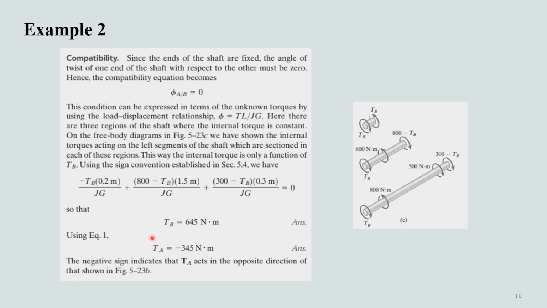And then using equation 1, we can determine the torque TA at the other end of the shaft. The negative sign indicates that TA acts in the opposite direction of that which was originally shown in the figure, and thus in this way, using the compatibility condition, we can solve the indeterminate torsion problems.